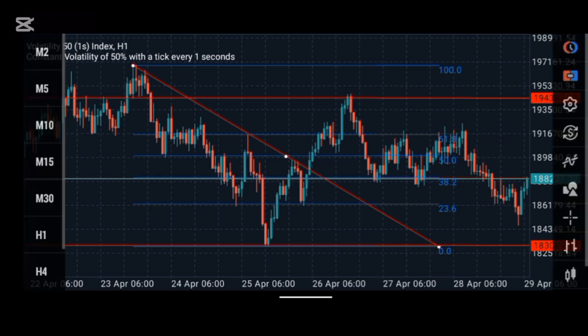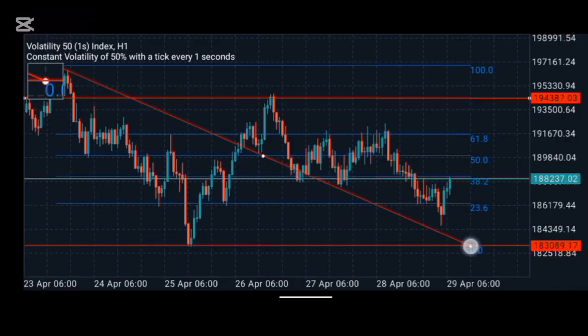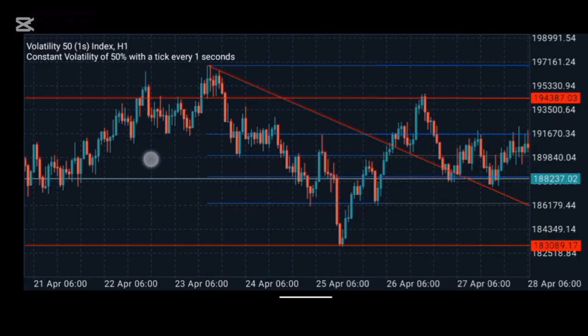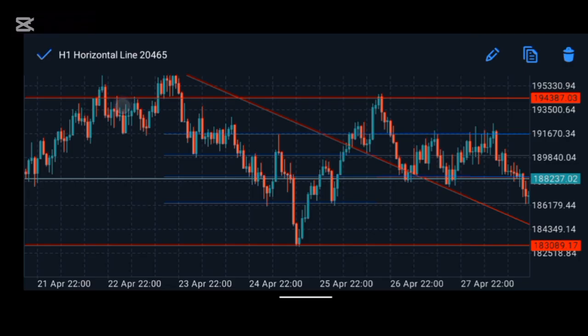Let me shift it here so you can see it well. You can see the 61.8, the 50, the 38.2, and the 23.6. All these lines are from the Fibonacci. They are also a great way to tell you where the market might likely reverse from or continue from. You can see within these lines.